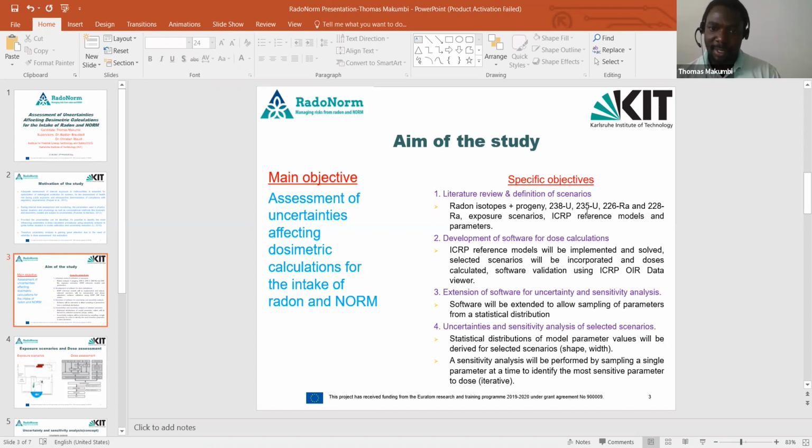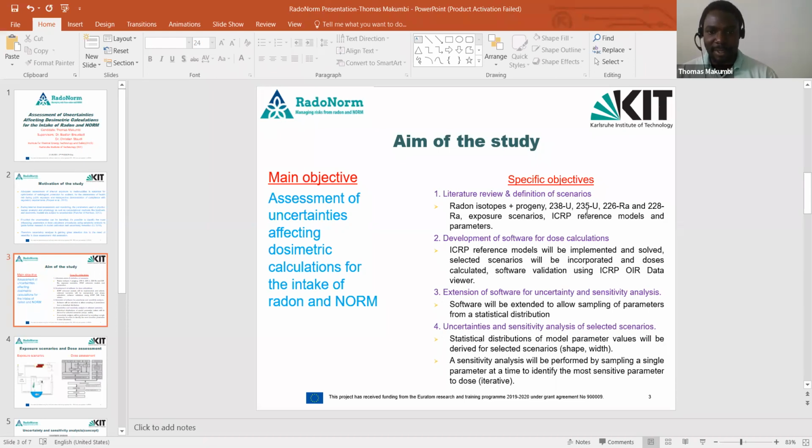And after having done that, I'll go ahead and come up with a model for dose calculation that is constructed from biokinetic and dosimetric models for NORM. In these models, I'll incorporate the different exposure scenarios and use the models to calculate the dose. And of course, these models will be verified using data from ECR or IR data viewer.